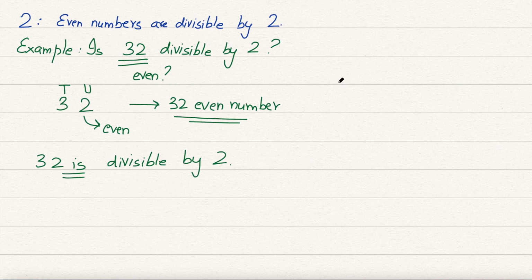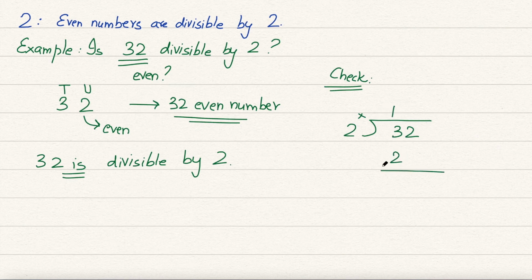We can check it using long division method. When we check using long division method, 32 goes inside, 2 goes outside. 2 times 1 is 2. And then you subtract these two numbers. 3 minus 2 is 1. And you bring 2 down.